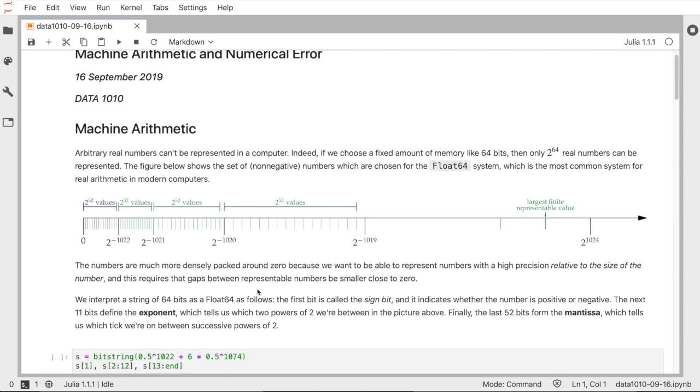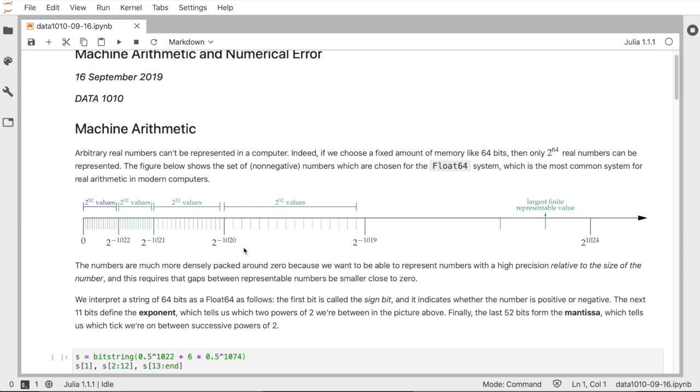The way that we associate a particular string of 64 ones and zeros with one of these numbers is that we appropriate the first bit as a sign bit, indicating whether it should be a positive or negative number. So we'll forget about that bit and just think about positive numbers from here on. Then we take the next 11 bits and interpret that string of bits as telling us which two powers of 2 we're between. If the next 11 bits form the number 1, interpreted as a binary integer, then we'll be in this first interval here. If it's 2, then we'll be in the second interval, and so on up to this last interval between 2 to the 1023 and 2 to the 1024.